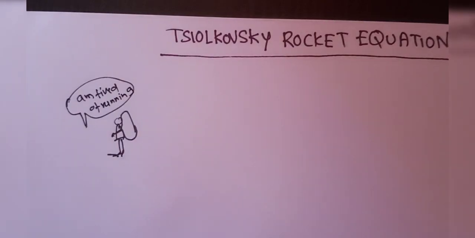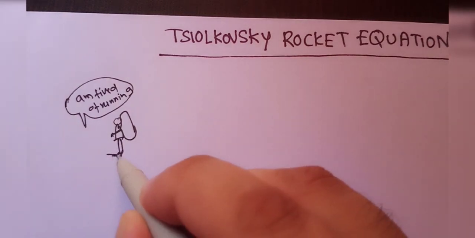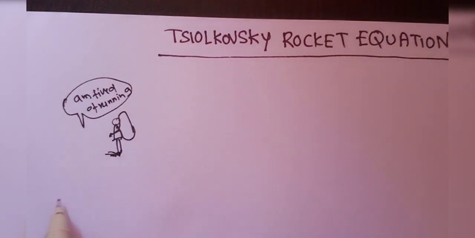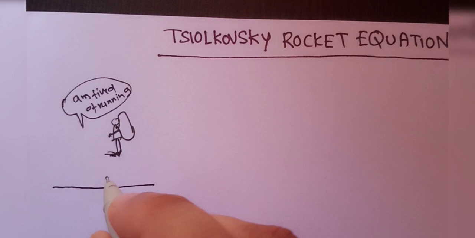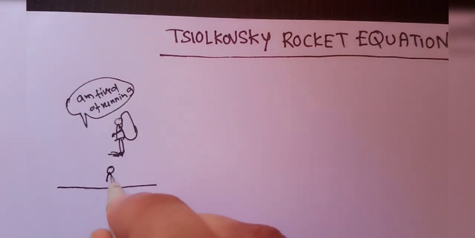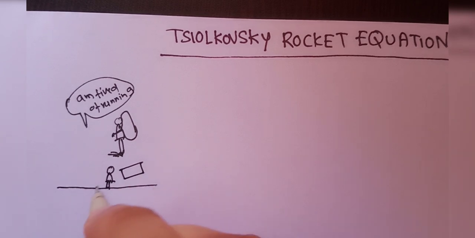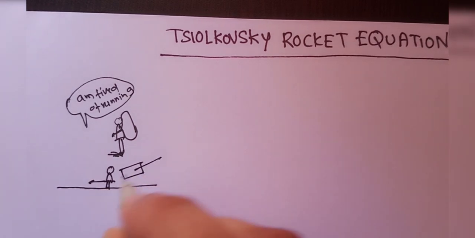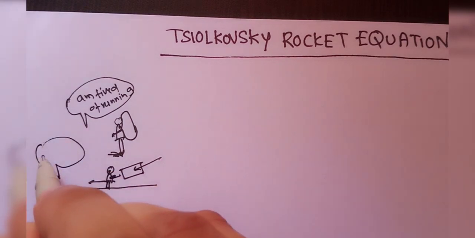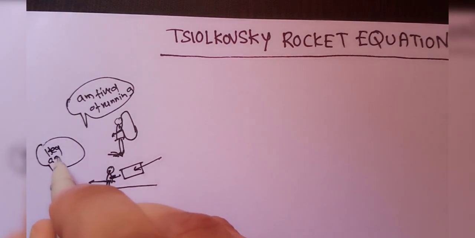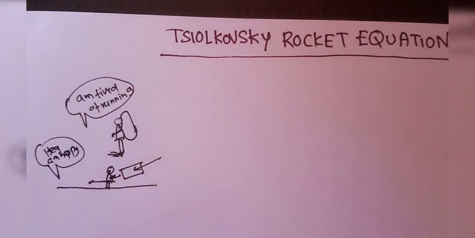After running for so many hours, at a certain point he observed something. While running, he started to throw his bag backward. Now he is achieving some sort of velocity and he's very happy. He says, hey, I'm happy.